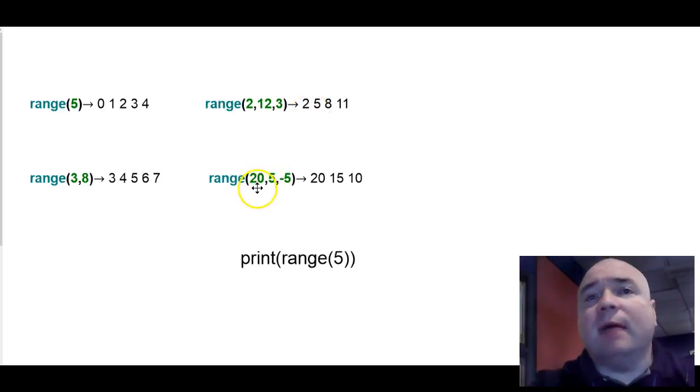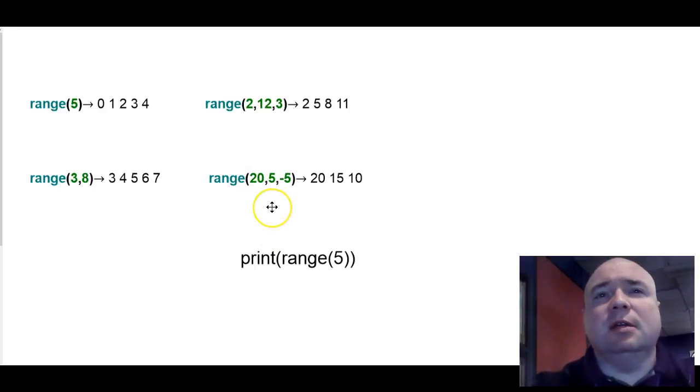We can also run this backwards and do 20, 5, -5, which will start at 20, and will count down to a value that's greater than 5, but not equal to 5, and it'll be subtracting 5 each time. So we can really use range to get a whole bunch of different values.